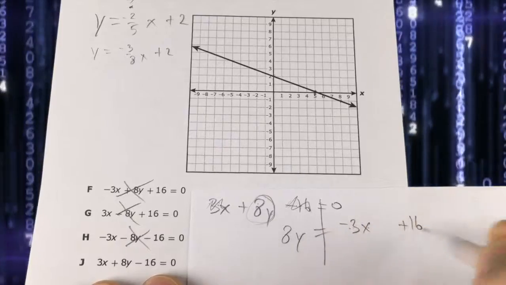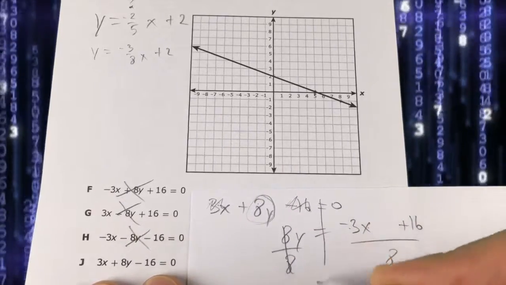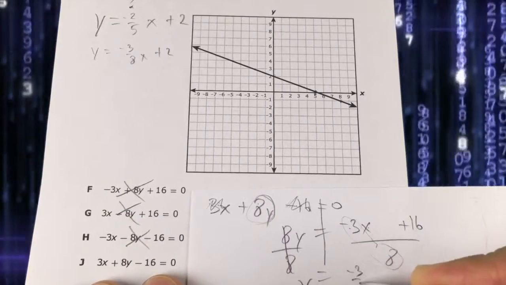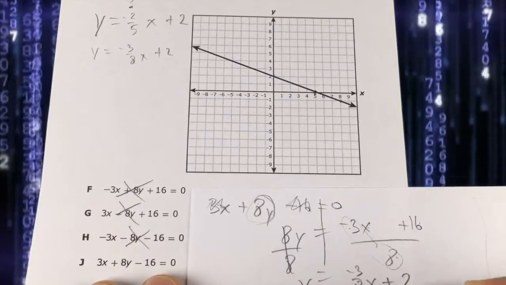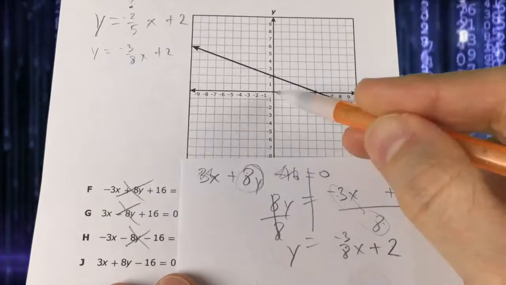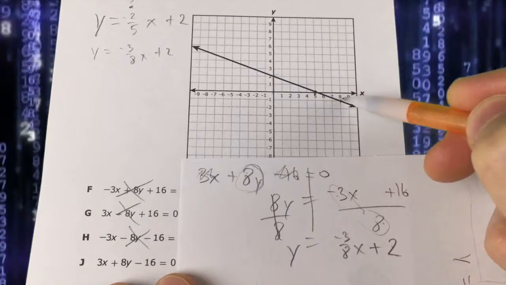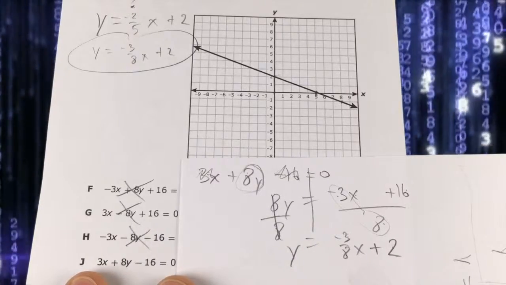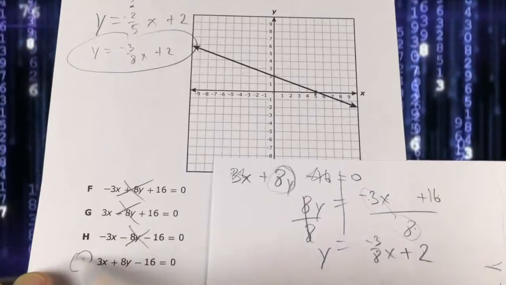8y equals negative 3x plus 16. Let's divide by 8. Y equals negative 3 over 8x. And then what's 16 divided by 8? That's positive 2. So we have the up 2 here, positive 2. And we're going down 3, 8 to the right. Down 3, 8 to the right. That matches what I got over here. So finally, through all that misery, we're left with choice J.